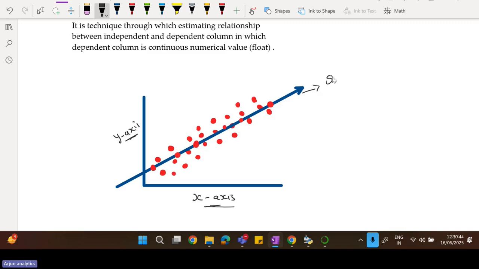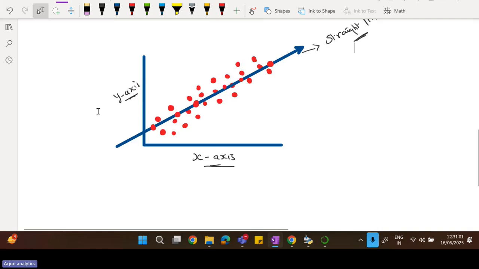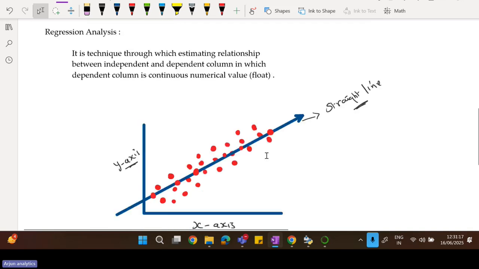This is a straight line. Try to understand this. It's a very, very important and interview-oriented question. Regression analysis means you are trying to find the relationship between independent and dependent column, where the dependent column is a continuous numerical value.